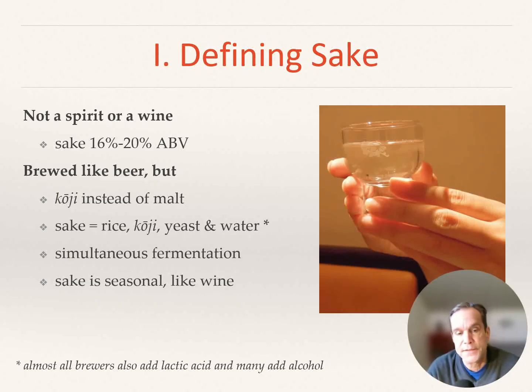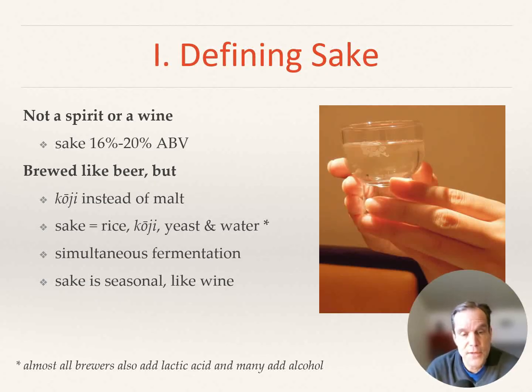Now, I said this basic recipe for sake is rice, koji, yeast, and water. Well, a lot of brewers today will add lactic acid, and lactic acid helps the fermentation process along. It used to be that brewers historically would create their own lactic acid. Lactic acid is something that happens naturally. Lactic acid fermentation is what is used to make yogurt. And it's very helpful if you're fermenting something because it gets rid of other types of microorganisms that might get in the way of that fermentation process.